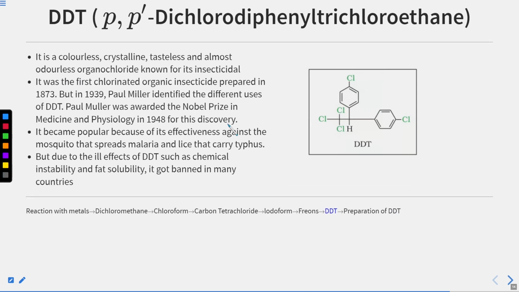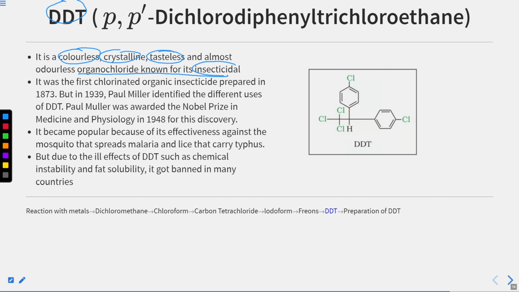Now the next one is DDT. DDT is a very famous commercial product, a halogen containing compound. It is a colorless, crystalline, tasteless, and almost odorless organochloride that is used as an insecticide.